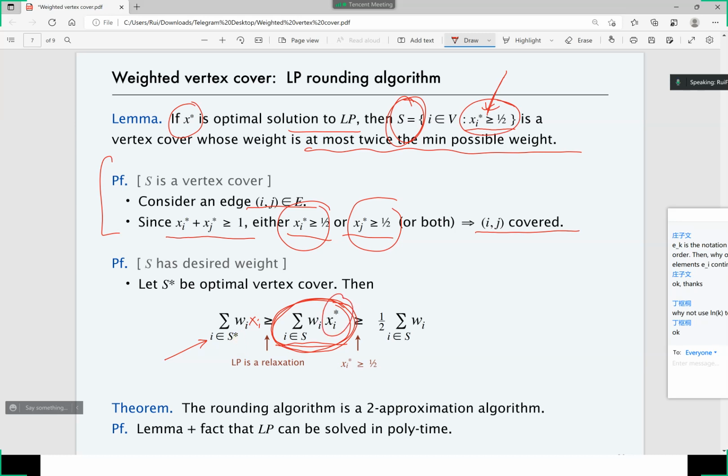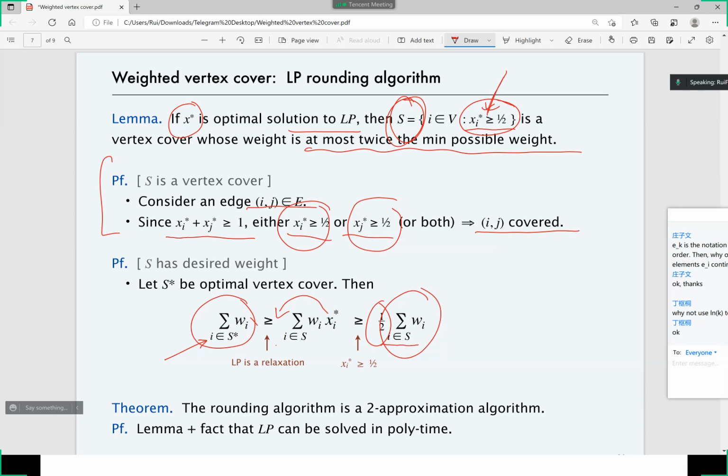And so that means that we can pull out the 1/2 over here. So we get a 1/2 over here. And then what we have left over here is just the cost that our algorithm pays, because we're adding up over all of the elements that we selected, all the nodes that we selected, and we add up their weights. So this is just our algorithm's cost. And then this thing over here is the optimum cost.